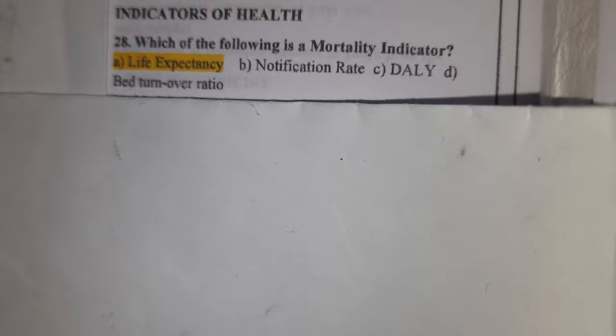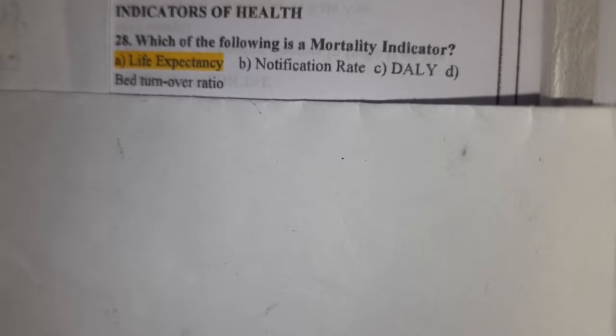Which of the following is a mortality indicator? Life expectancy is a mortality indicator, whereas notification rate is a morbidity indicator. Disability adjusted life year is a disability indicator, and bed turnover ratio is a healthcare delivery indicator.